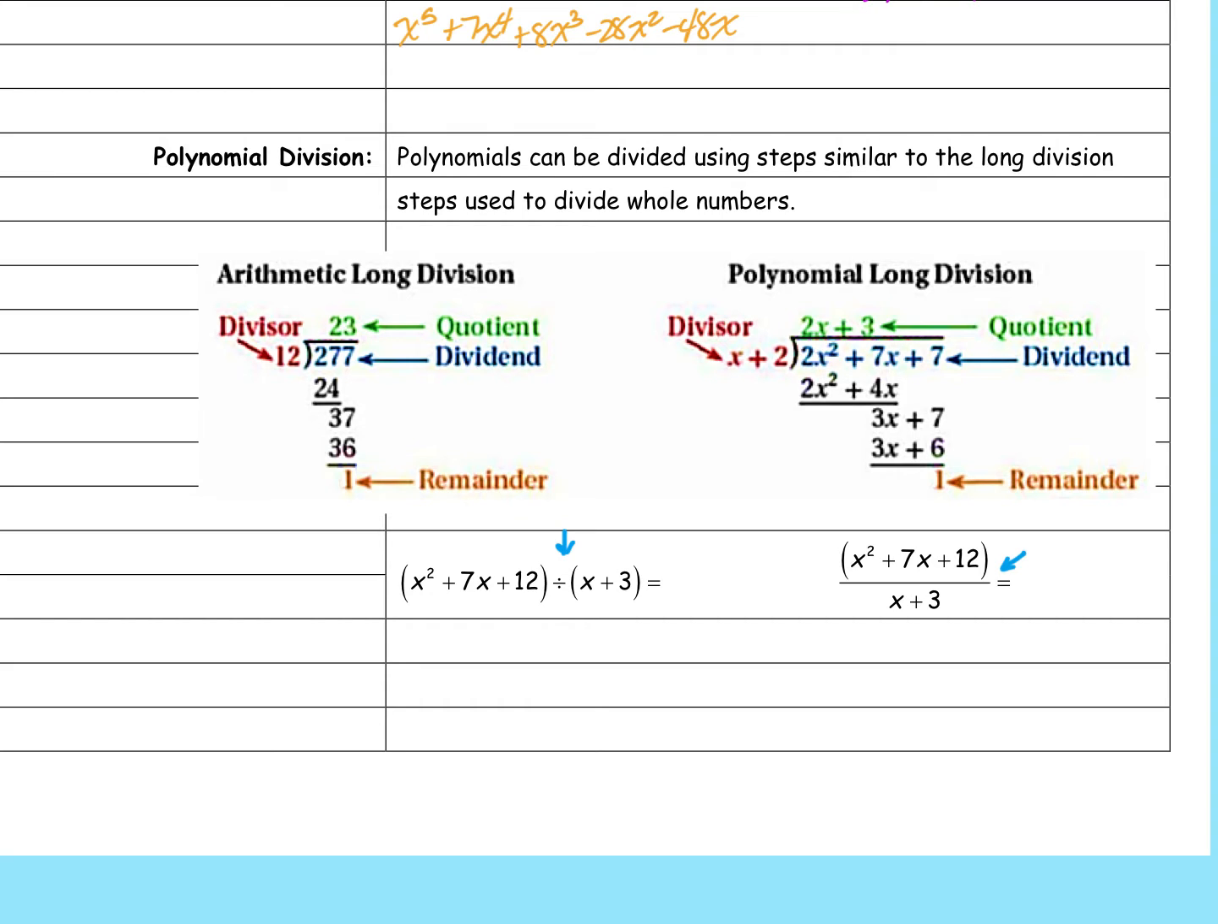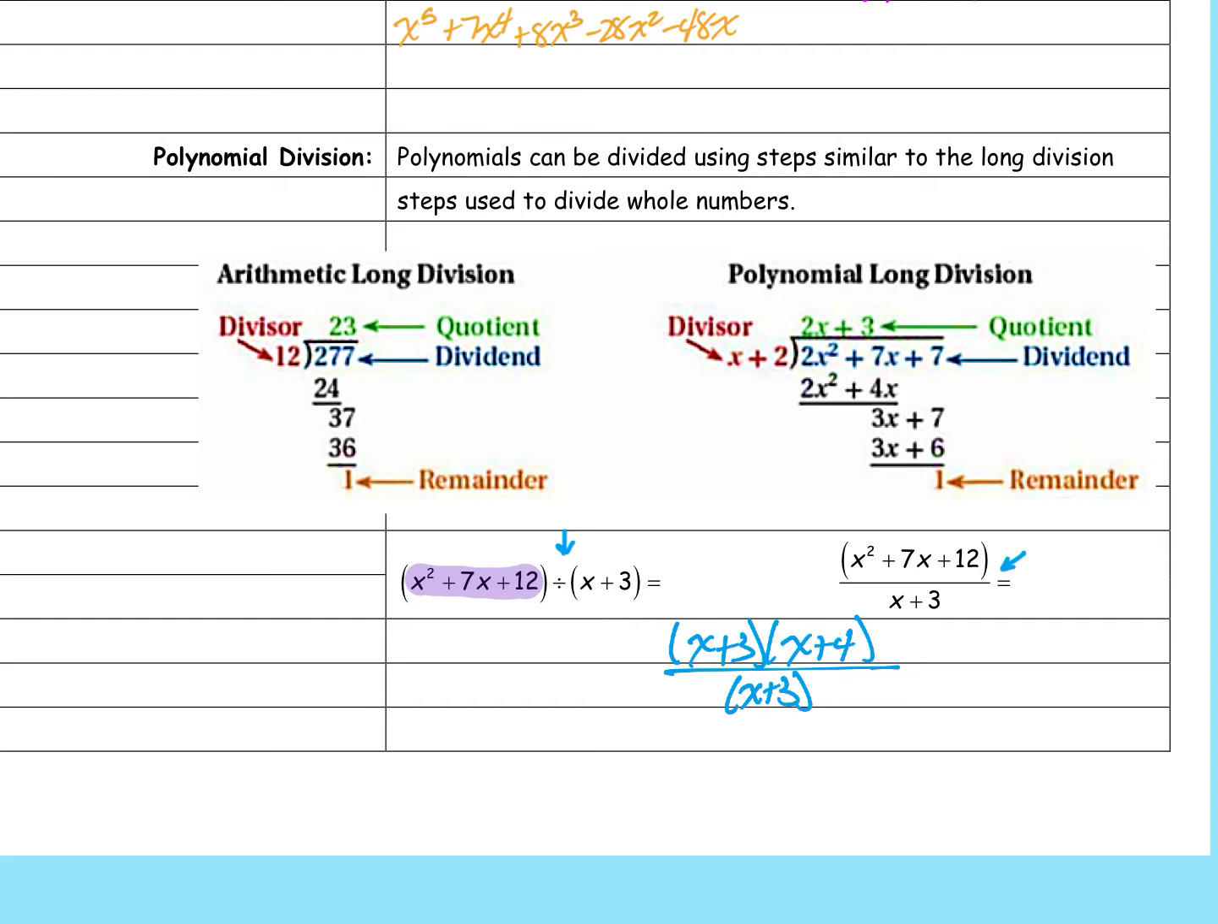I'm always going to check to see if I can factor first. So I want to look at this problem right here, the top part, and see if I can factor it. Because if I can factor it, it makes it so much simpler. Okay, so can I factor x squared plus 7x plus 12? Well, I think that factors to x plus 3 times x plus 4, right? And that's all over x plus 3.